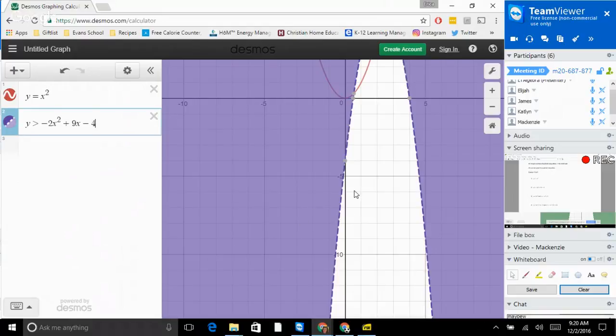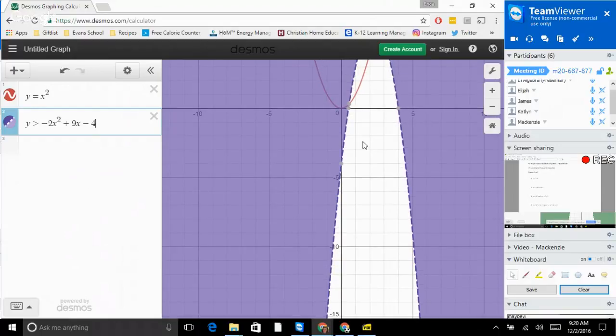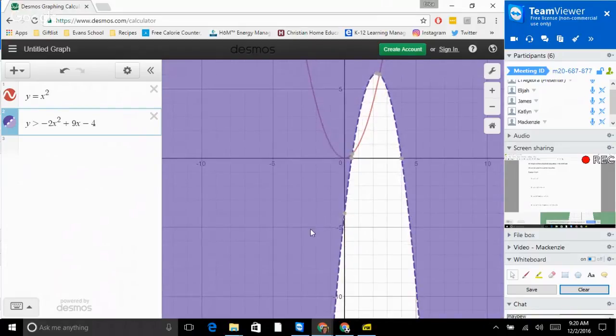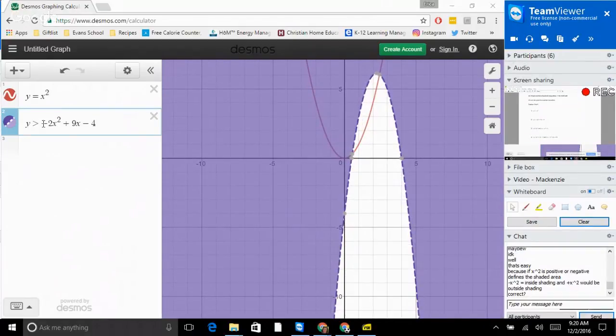So here we go. Here we have another example of a parabola. This one opens down as well, which shouldn't be too much of a surprise, because it has a negative in front of the x squared.